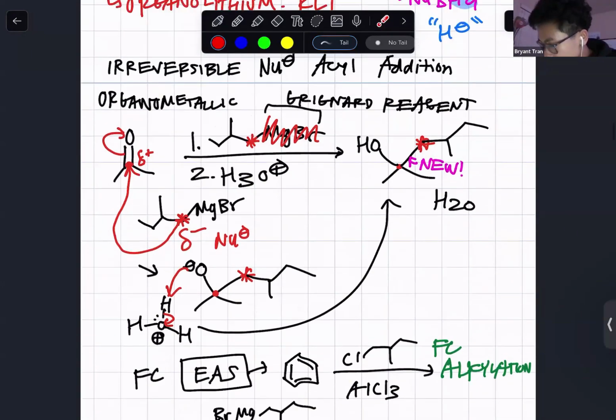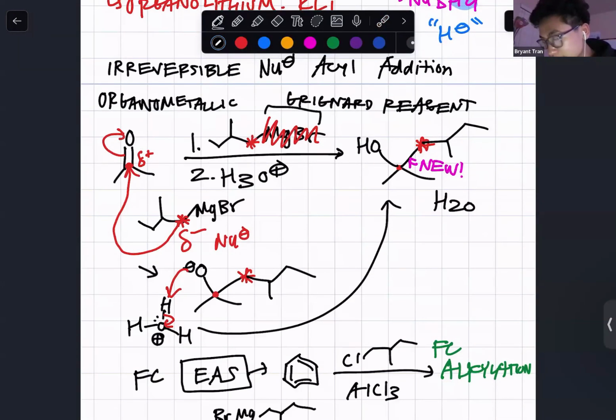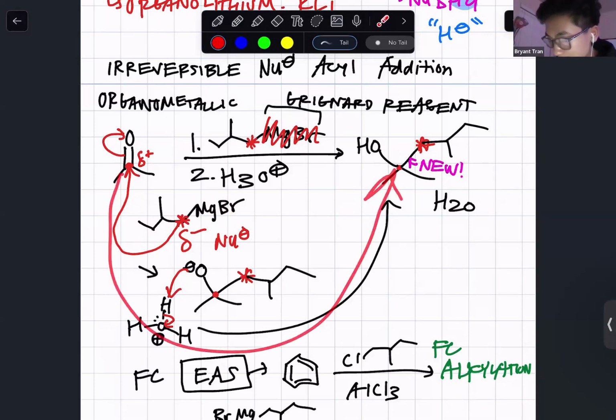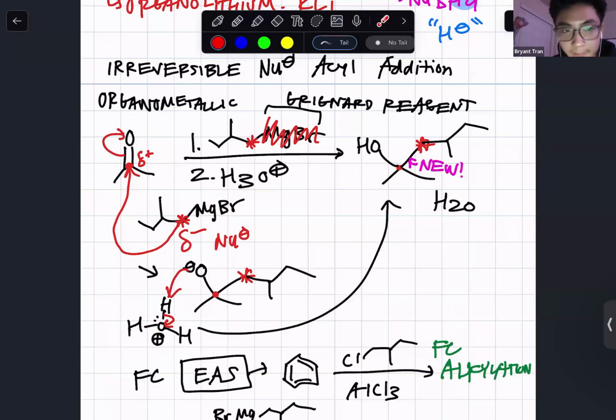Okay, that's the mechanism for an organometallic reagent. It's the exact same thing if you see Li, lithium. It would do the exact same thing, but instead of MgBr, you just see Li. Exact same mechanism though. And all of these arrows here are irreversible. We can't go backwards. All right. Okay. Any questions on this organometallic reagent?